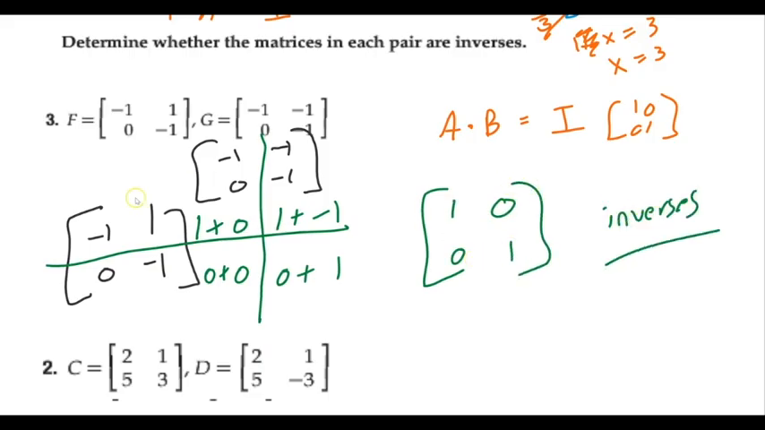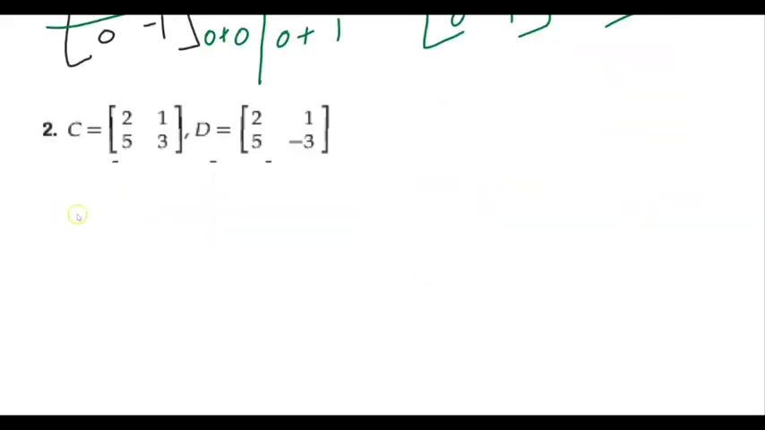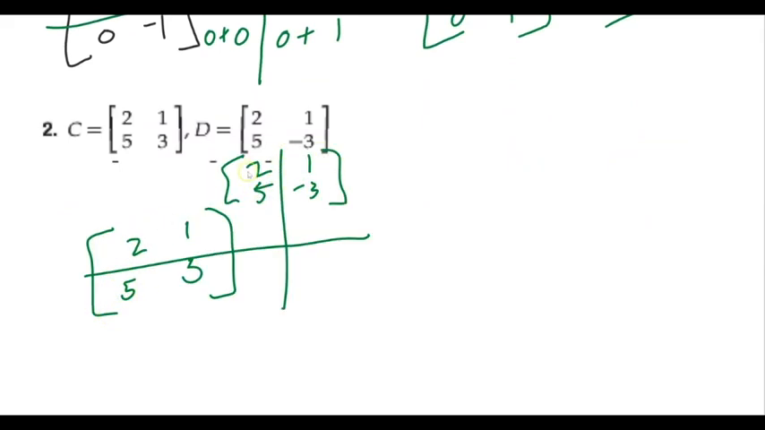They cancel each other out when I multiply them. They're inverses. Let's try this one real quick. You probably could guess that this is not going to work. 2, 5, 1, 3. I multiply the first 2, I get 4. And then I multiply the second 2, I get 5. Add them up, I get 9. Right there, I can stop. I got 9. They're not inverses. I don't have to go any further.